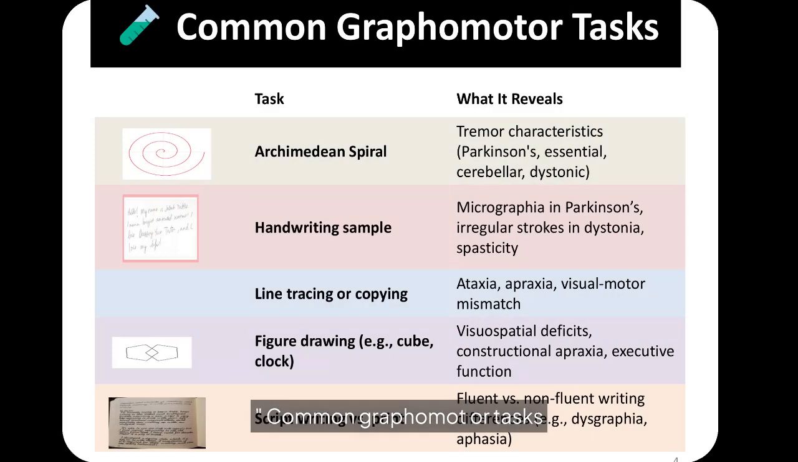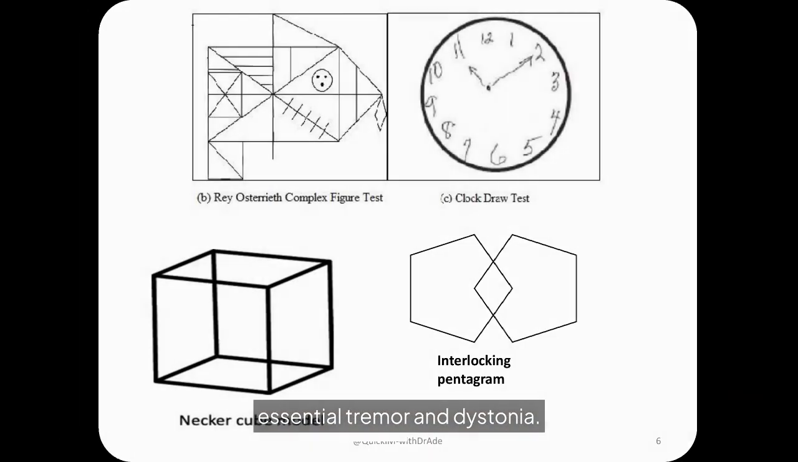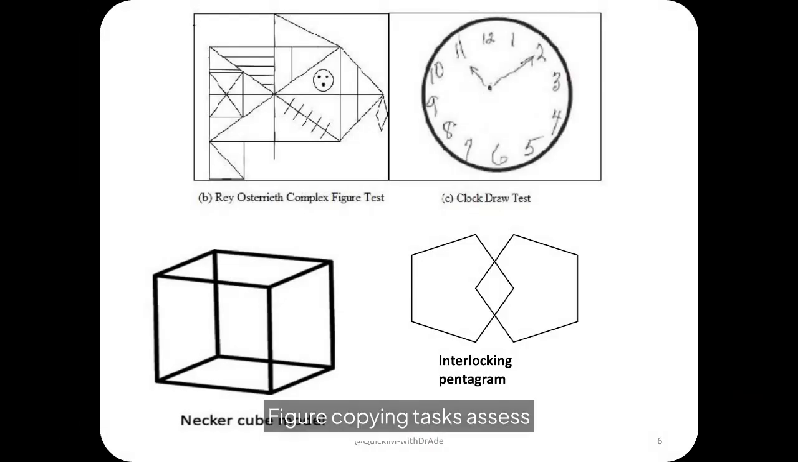Common graphomotor tasks include Archimedean spiral drawing, handwriting samples, and figure copying. These simple tasks can help detect micrographia, tremor patterns, coordination problems, and other motor issues in conditions like Parkinson's disease, essential tremor, and dystonia. Figure copying tasks assess visuospatial skills and executive function.